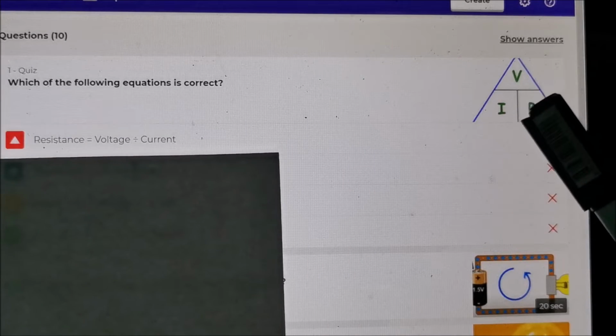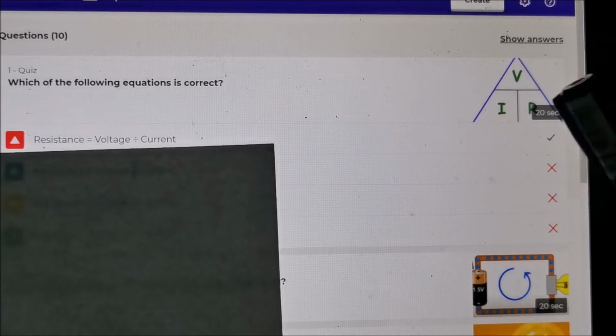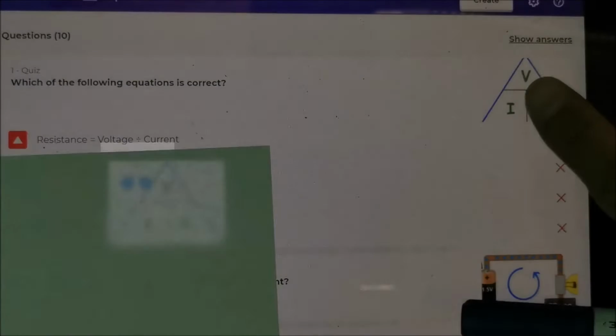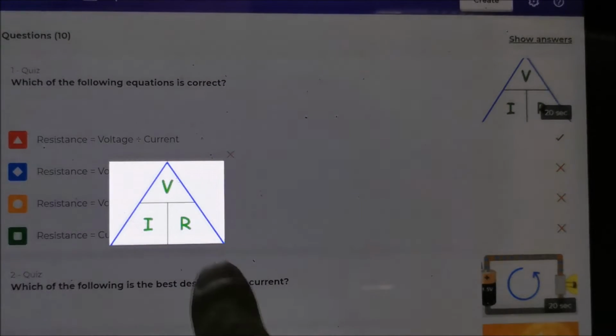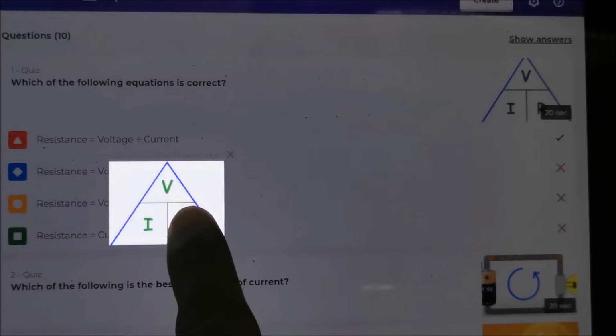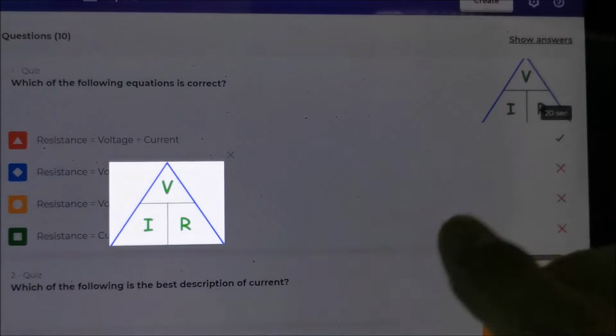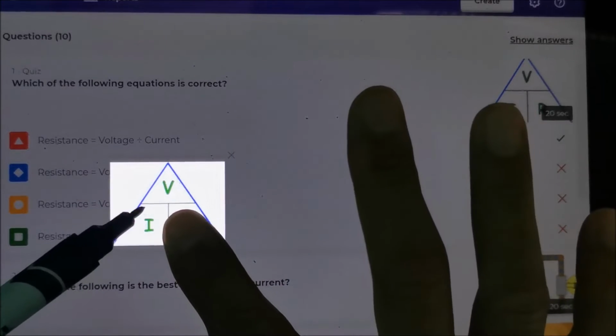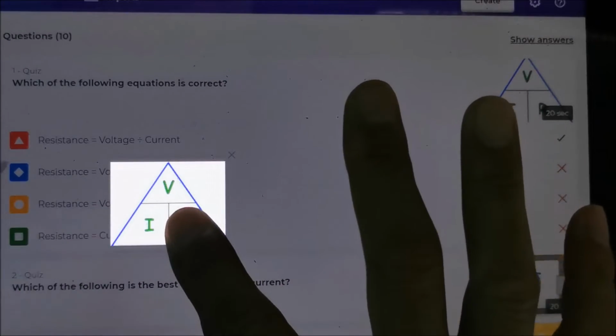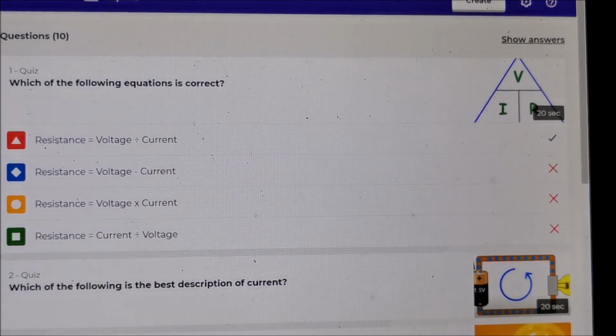Now, resistance down here. If you cover up resistance, what is left is your voltage divided by current. Do you see the one line out here? Divided by resistance. Okay, let's go on to the second one.